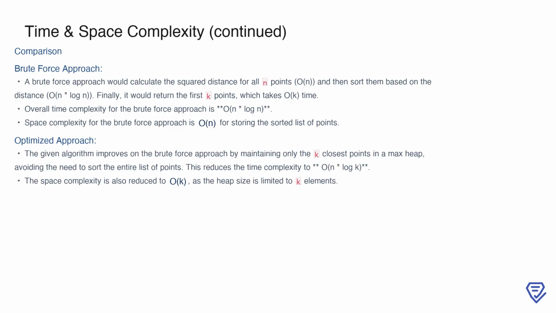On the other hand, the optimized algorithm avoids sorting all n points by maintaining only the k closest points in a max heap. This reduces the time complexity to O(n * log k), and the space complexity to O(k). These improvements make the optimized algorithm more efficient, particularly when k is much smaller than n.